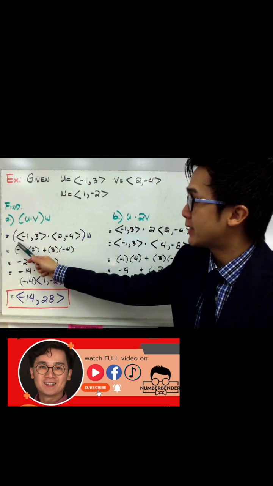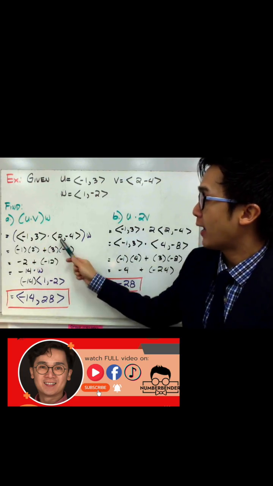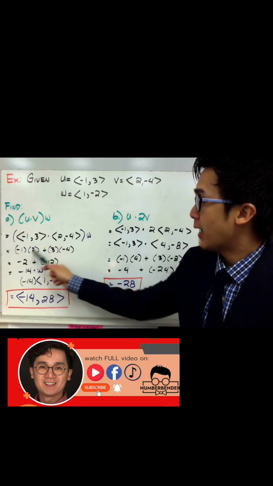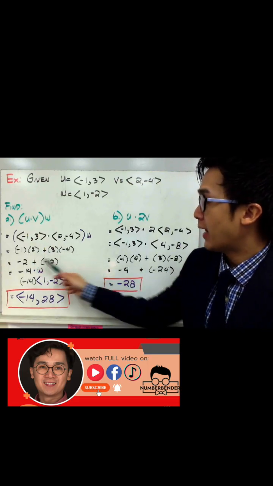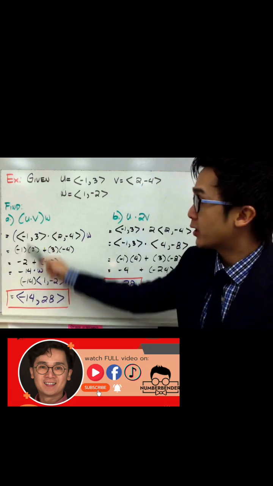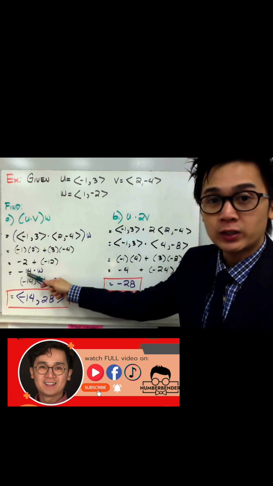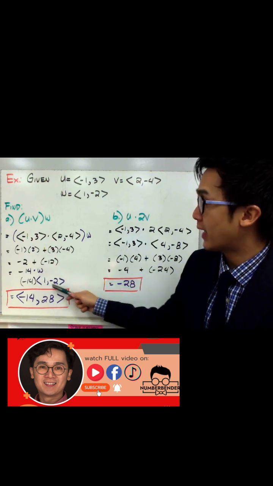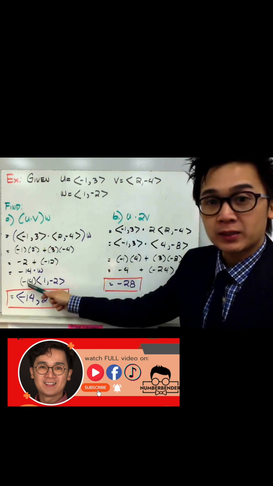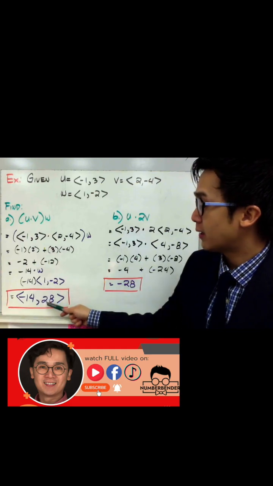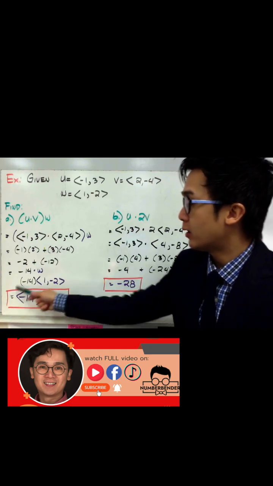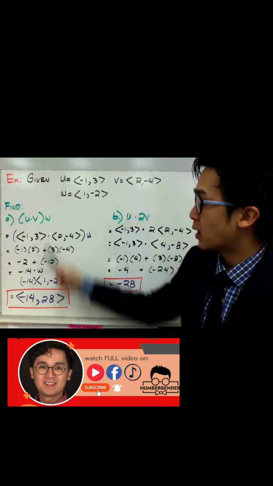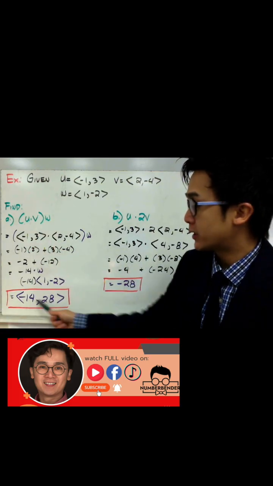So for this first step, I have (-1, 3) and (2, -4). By dot product, I will multiply -1 and 2 plus 3 and -4, and I'll end up with -14. So the dot product of u and v is -14. Then I have to multiply it with vector w, which is (1, -2). And by performing scalar multiplication, (-14, 28) will be your answer. So the answer for (u dot v) times w will still be a vector, which is (-14, 28).